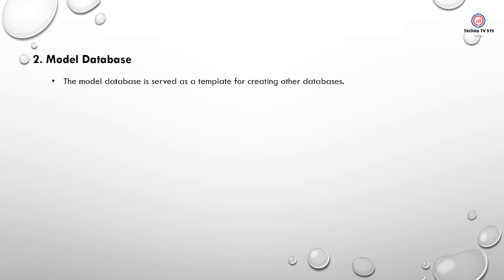Next, model database. SQL Server uses the model database as a template for newly created user databases. That means when we create new user databases, they will inherit the properties of the model database. By using the properties of the model database, new user databases are created. When you make any changes in the model database, that will affect the user databases created afterwards.